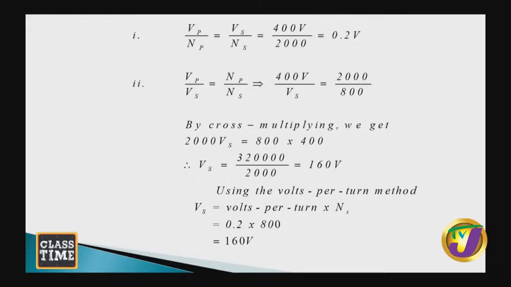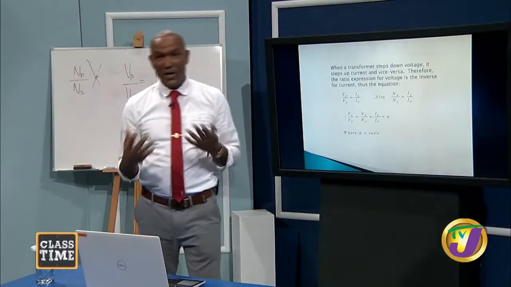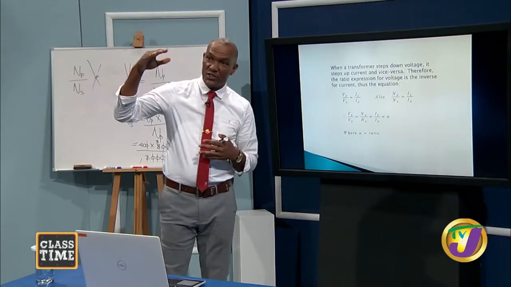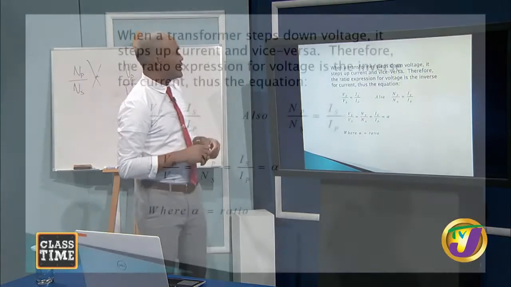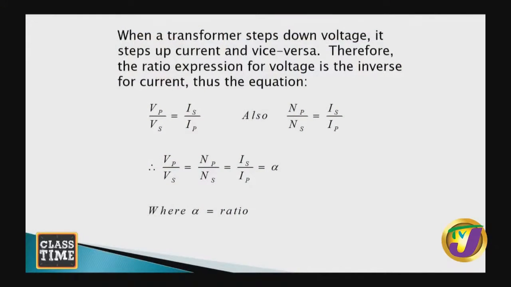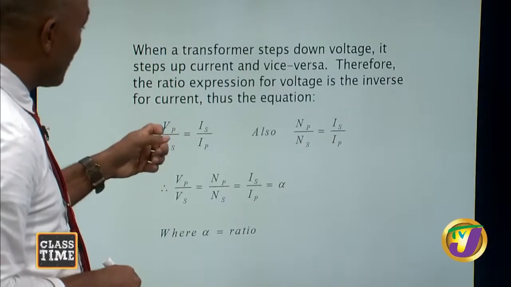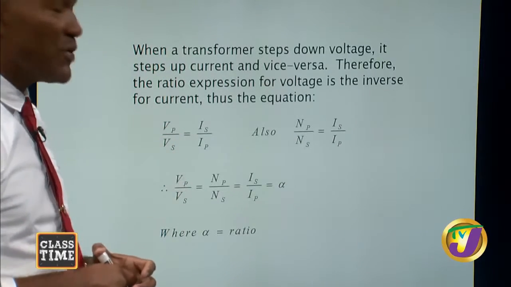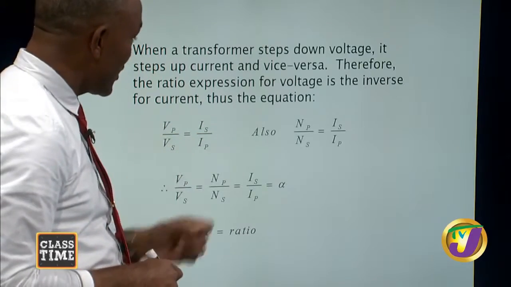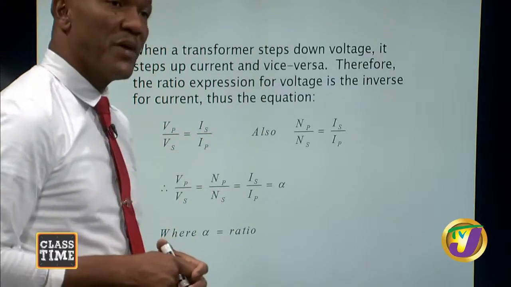When a transformer steps down voltage, it steps up current. And vice versa, meaning if it steps up voltage, it steps down current. Therefore, the ratio expression for voltage is the inverse for current, and you will get this equation: Vp over Vs, which is voltage on the primary divided by the voltage on the secondary, is equal to the current in the secondary divided by the current in your primary.